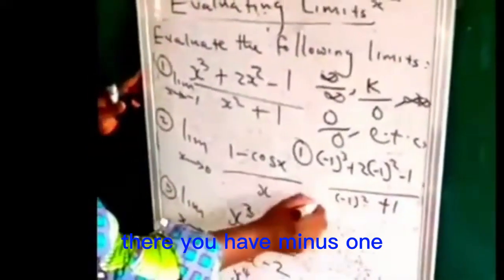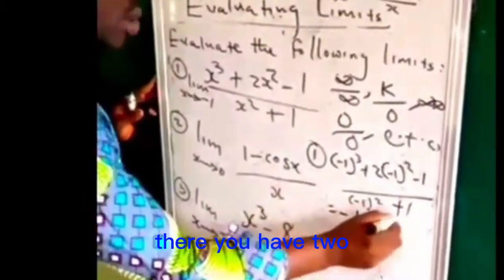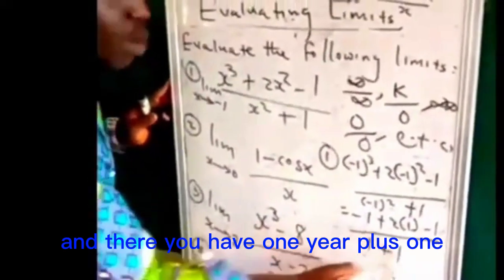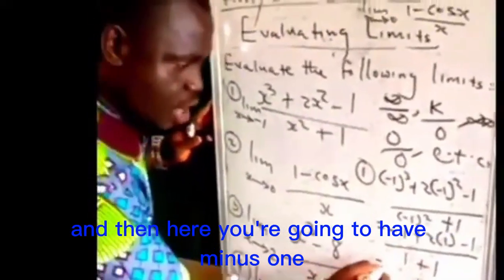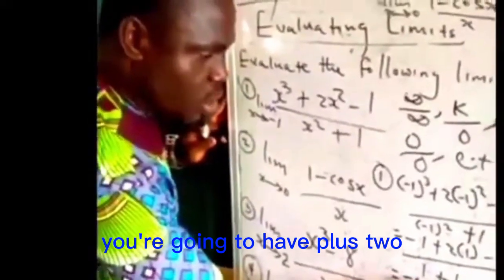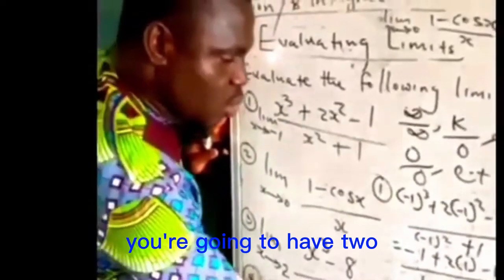Then you have -1. So you have -1. Here you have 2, 1 and 1, and then you have 1 here plus 1. And then here you are going to have -1. You are going to have plus 2. You are going to have -1, you are going to have 2.